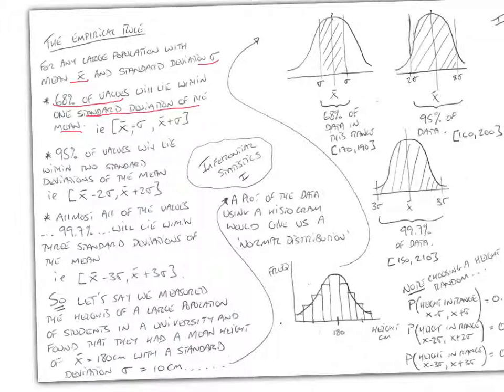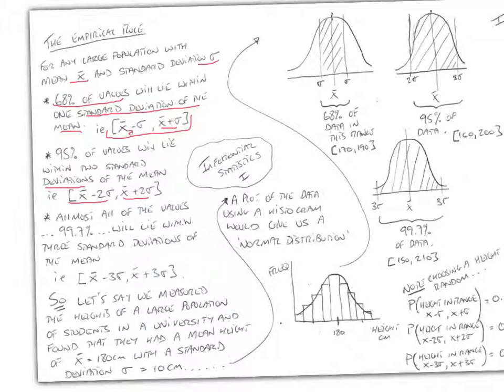of the mean. And so the range that we derive from the empirical rule would be the mean minus one standard deviation, comma, the mean plus one standard deviation. Okay, 95% of all the values we record from the survey will lie within two standard deviations of the mean. So the range would be x bar minus two standard deviations, comma, x bar plus two standard deviations.